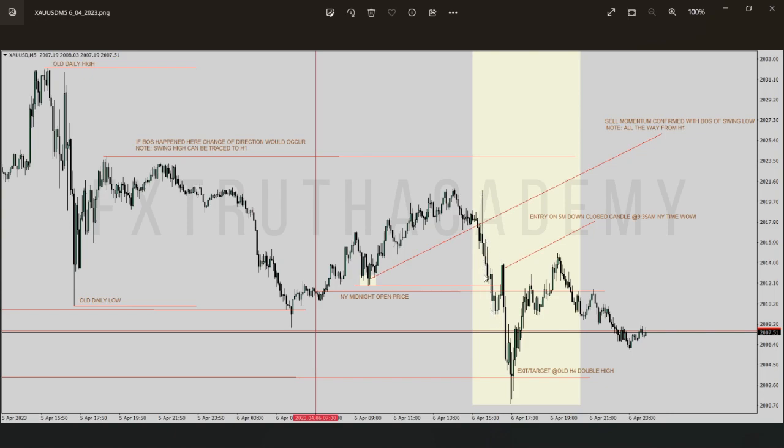So at this point, I wasn't chasing price, I was just waiting quietly, and my eyes were on this particular low right here. And if you trace what I wrote here, it is sell momentum confirmed with break of structure swing low. Note, all the way from the 1 hour.